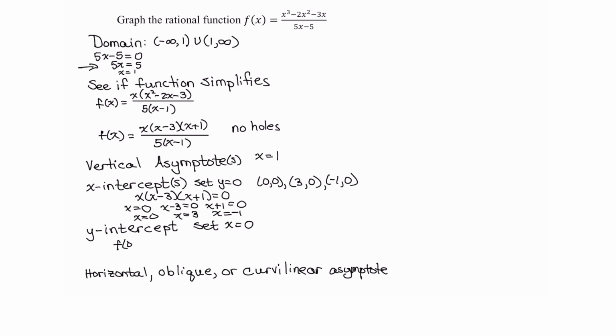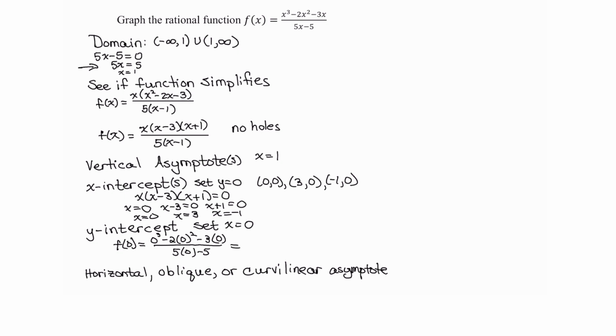Well, it's somewhat easier to evaluate at 0 in the original form. So we're going to put in 0 where the x's are in the statement of the question. So it's 0 cubed minus 2 times 0 squared minus 3 times 0 over 5 times 0 minus 5.